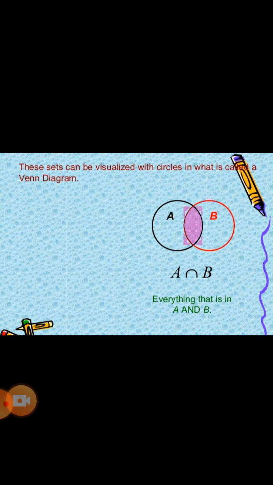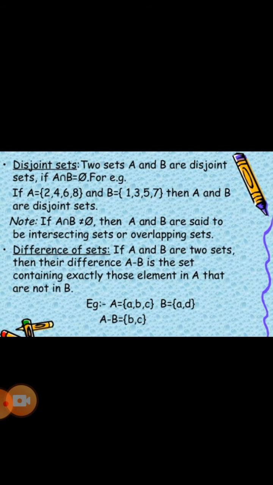Next we explain intersection with the help of a diagram. Here we have a Venn diagram. In this diagram the colored part represents the intersection of sets. Next we discuss disjoint sets. Two sets A and B are disjoint sets if A intersection B is equal to the empty set. For example, A is equal to {2, 4, 6, 8} and B is equal to {1, 3, 5, 7}, then A and B are disjoint sets.